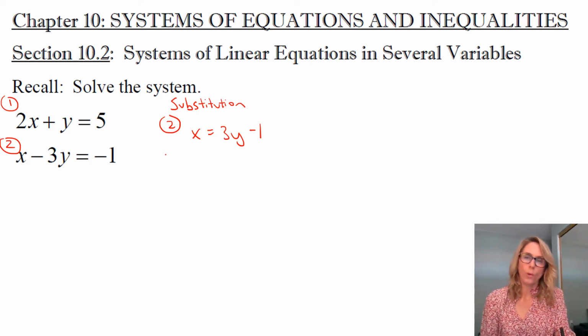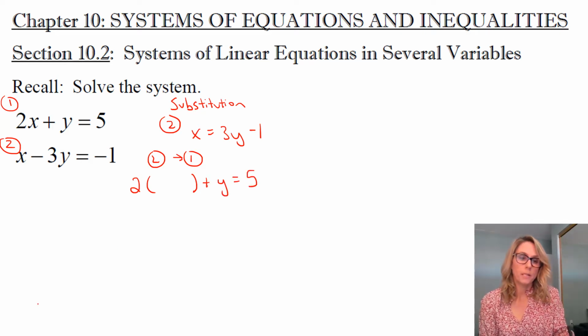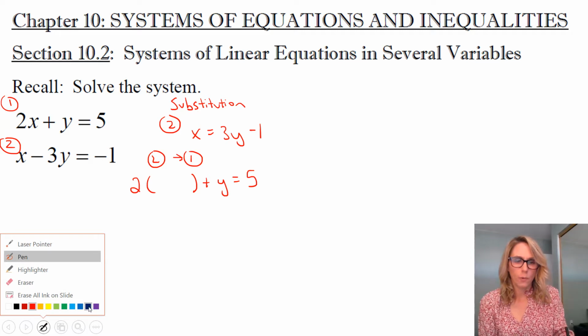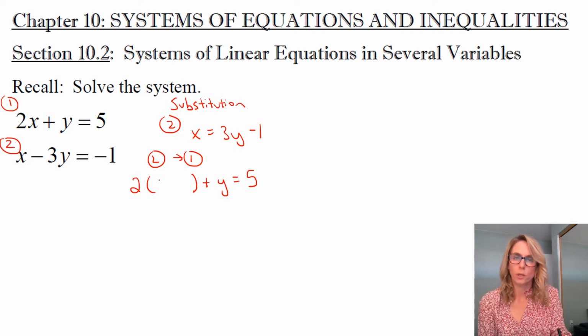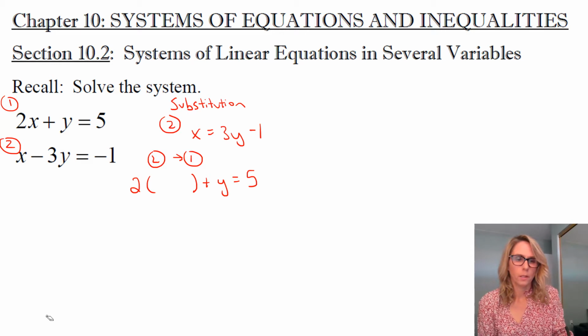Now that's the relationship between x and y. So then I can take equation 2 and substitute it into equation 1 where I see x. So now in equation 1 we have 2x plus y equals 5. But instead of writing x, I'm going to write what x is equal to based on equation number 2, and write 3y minus 1. I was going to do that in blue, but for some reason it didn't want to be blue. So here we go again. We take that 3y minus 1 and that's going to go here.